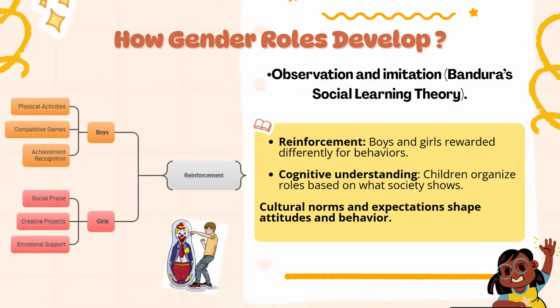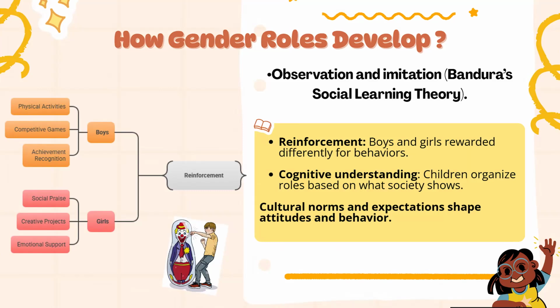How gender roles develop. Gender roles are learned through multiple processes: observation and imitation. Children watch adults, siblings, teachers, and friends, and they imitate what they see. Bandura's social learning theory explains this beautifully. Children learn by observing behaviors and their consequences. Reinforcement and feedback. When a girl is praised for being quiet or a boy is praised for being tough, they receive signals about what is expected.